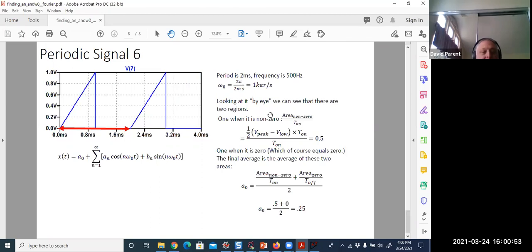Now here's another one. I've shifted it up, but it's not a triangle the whole time. It's a triangle, then it goes to 0 for some time, then it's a triangle, and then it comes back down to 0 for some time. Yeah, it's 2 milliseconds long.